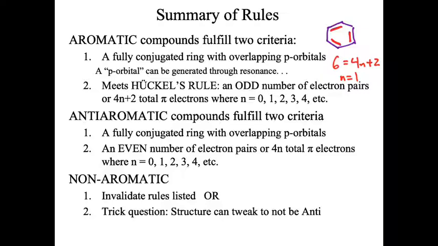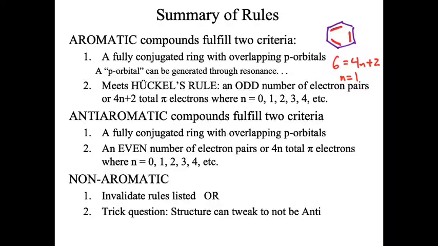The formula is useful and would allow you to propagate out to larger structures, but the odds of getting asked about those larger structures are diminishingly small. Does that make sense? Same kind of thing happens with anti-aromatic compounds, except instead of this odd number of electron pairs, it's an even number. So now the formula becomes 4n, where n is 0, 1, 2, 3. Same deal. If that becomes true, then it's an anti-aromatic compound.